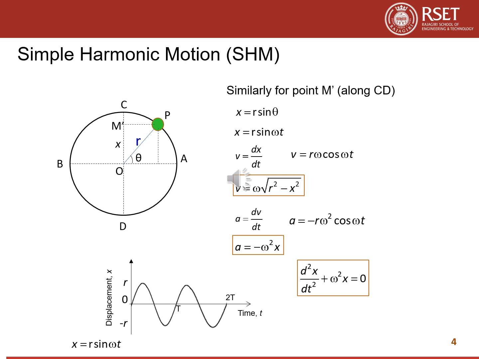Now, if you are taking the equation a is equal to minus omega square x, we can write a as d square x by dt square. So we can write d square x by dt square is equal to minus omega square x, and if we are taking omega square x to this side, we can write d square x by dt square plus omega square x is equal to 0. This is the equation for simple harmonic motion.